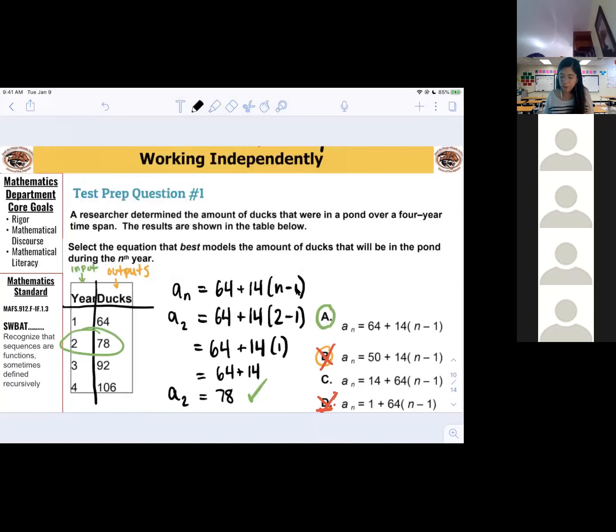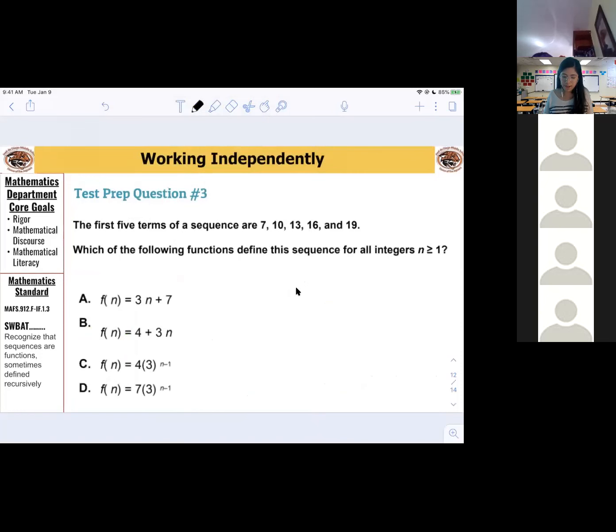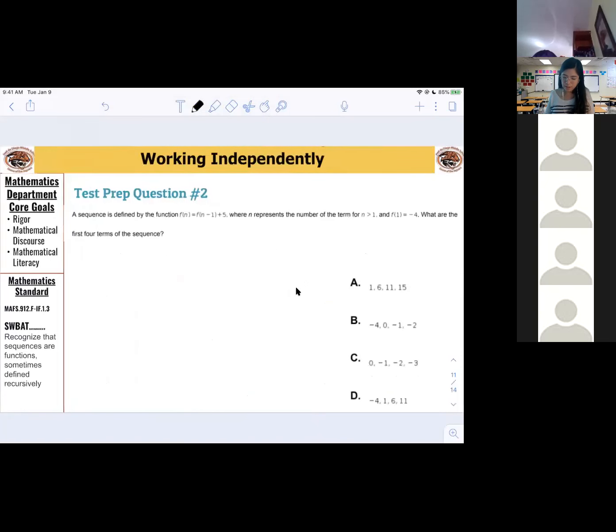All right, I think I have one more like this. Actually, let's do this one because it's kind of the same thing, but now we're going backwards. So can I have a volunteer read this one for us?